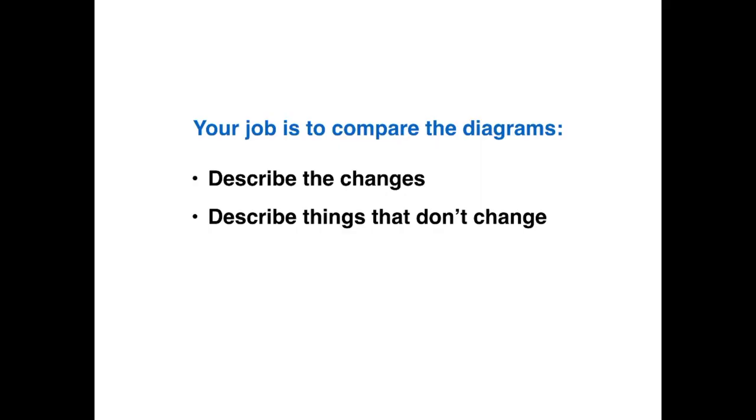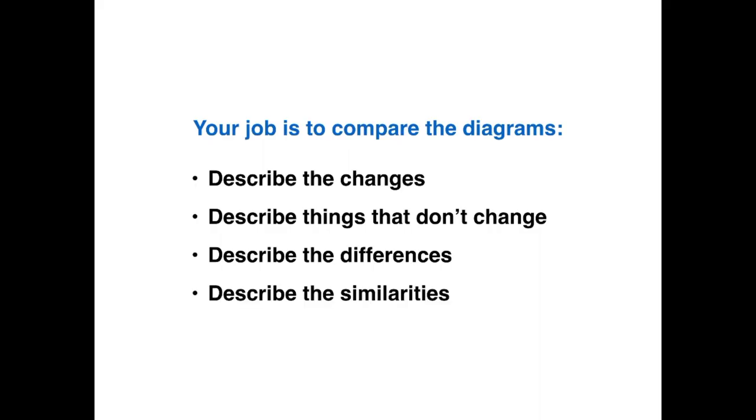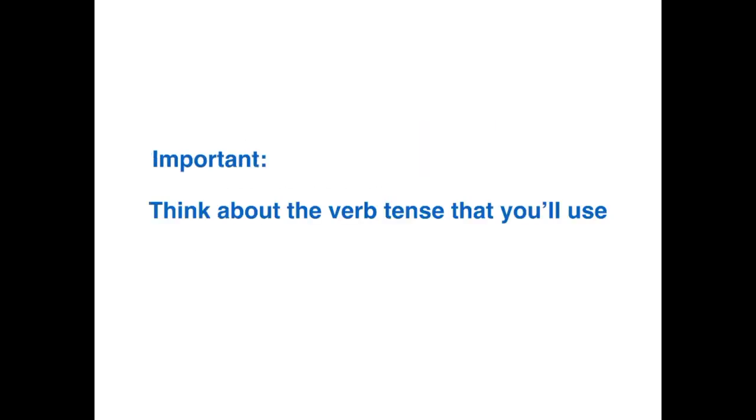If it's a comparison diagram with two alternative designs or two alternative locations on a map, instead of describing changes, we just describe the differences and describe the similarities. That's all you can really do. Look at the two pictures, describe what is different and what is similar. Before we do today's question, one important thing to note. Think about the verb tense that you'll use when describing these diagrams.